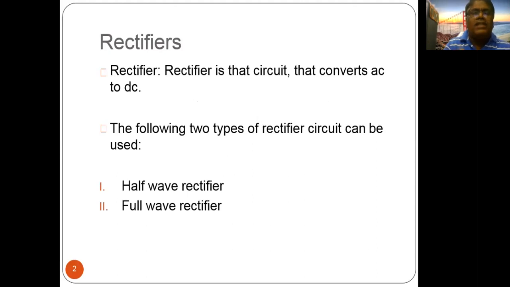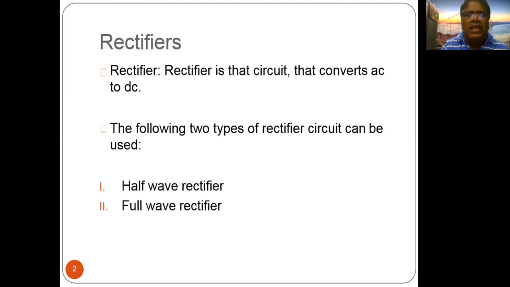So here, what is the rectifier? The main definition of the rectifier: the AC signal is converted into DC signal. The AC signal is converted into DC, not a pure DC, but pulsating DC. So whenever the input AC signal is converted into pulsating DC, it is called a rectifier. This process of converting AC into pulsating DC is called rectification.